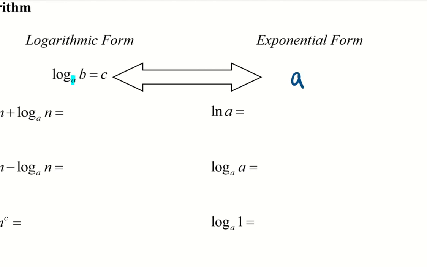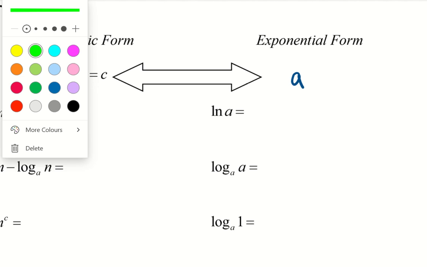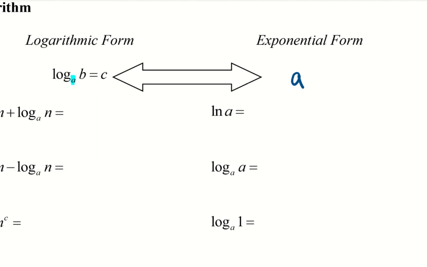Alright, next. Where is the index or power? The index or power is actually c. So in this case, the power term is c, and this is equal to the main term of b. So a to the power of c is equal to b can also be written as log b to base a is equal to c.